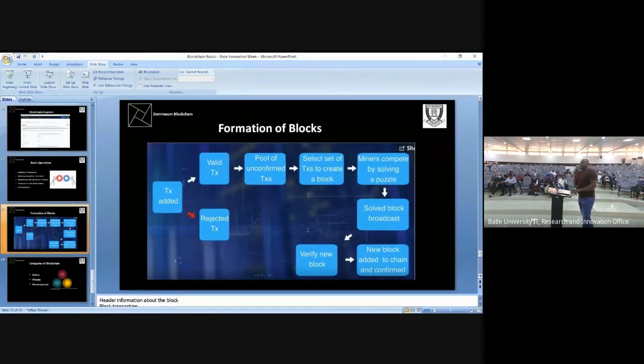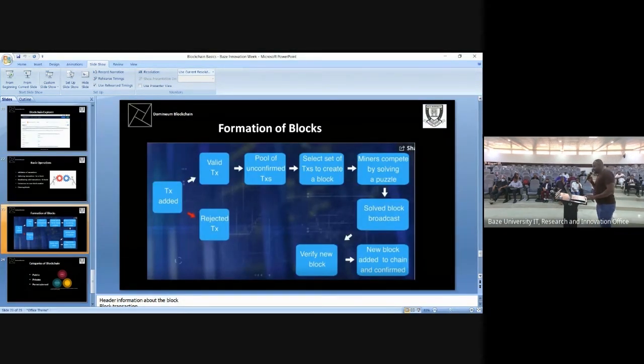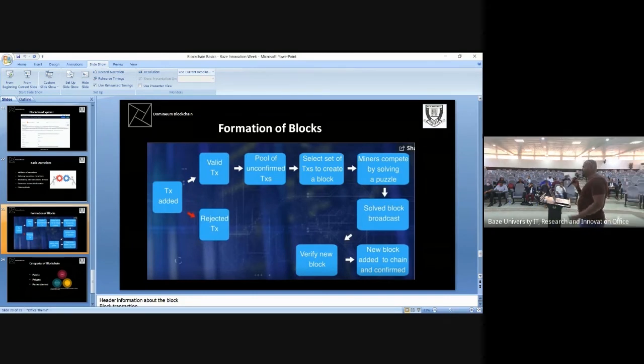And here, I'll show you in the diagram what exactly happens. So first of all, the transaction is added. When we say added, you initiate the transaction. I want to pay, so I want to do something on the blockchain. Once initiated, first we ask, is it a valid transaction? If yes, you go to the pool of unconfirmed transactions, because the pool has to get to a certain extent before they can form a block. From there, they now select the transactions that can form a block.